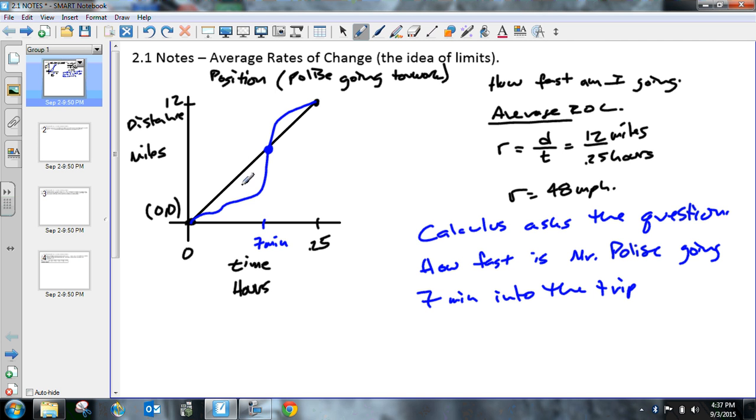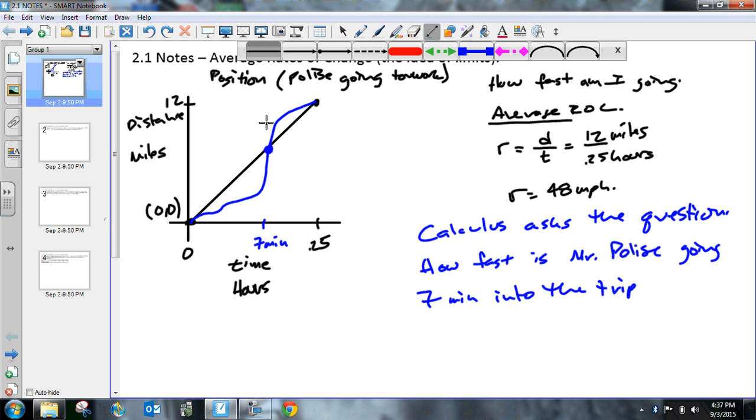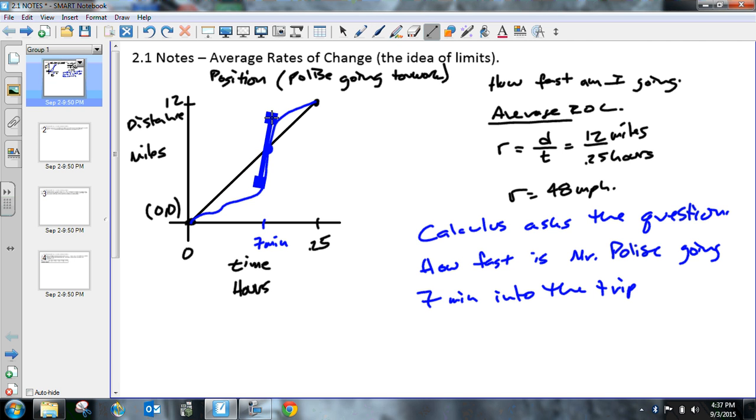Given a position graph like this, what I would want to do is calculate the slope at this point, and we call that the tangent line. We're going to talk all about that. Now I'm just going to erase that and draw in another line. And so this is a tangent line. How fast am I going on this line?